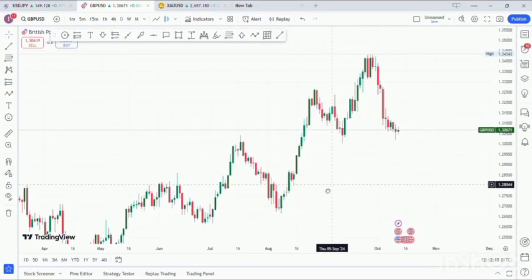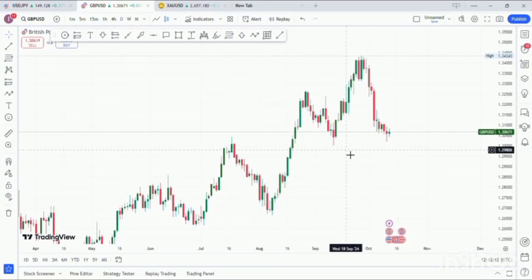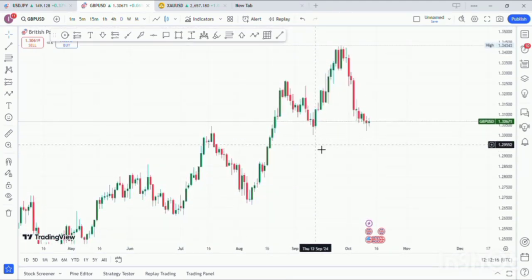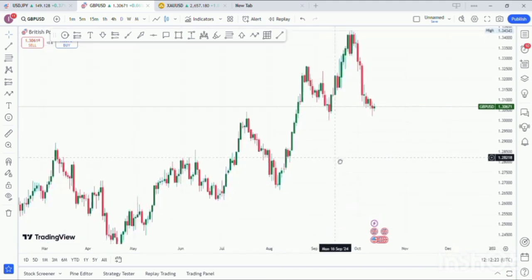Alright guys, so this is GBPUSD, as you can see on my screen, on the daily time frame. So we're going to be doing the analysis from the daily time frame down to the 1 hour time frame, so we can pick out zones that we need to be looking out for.